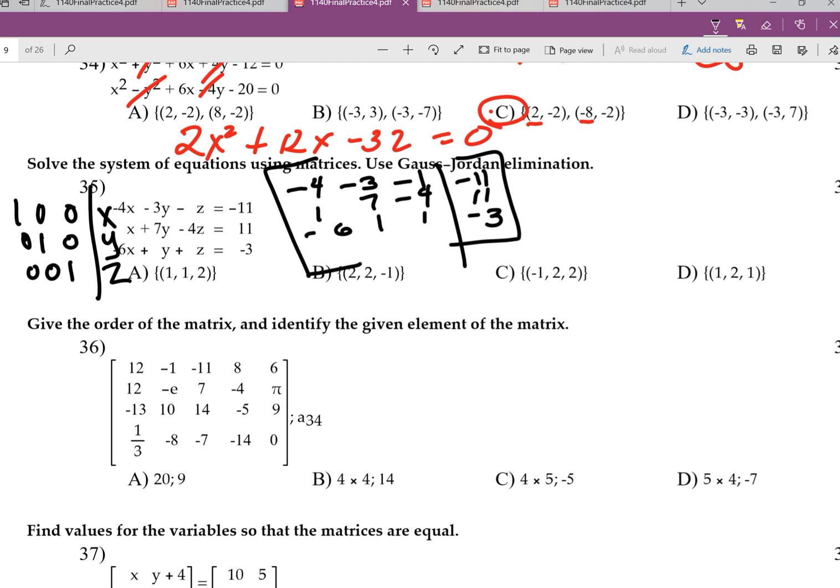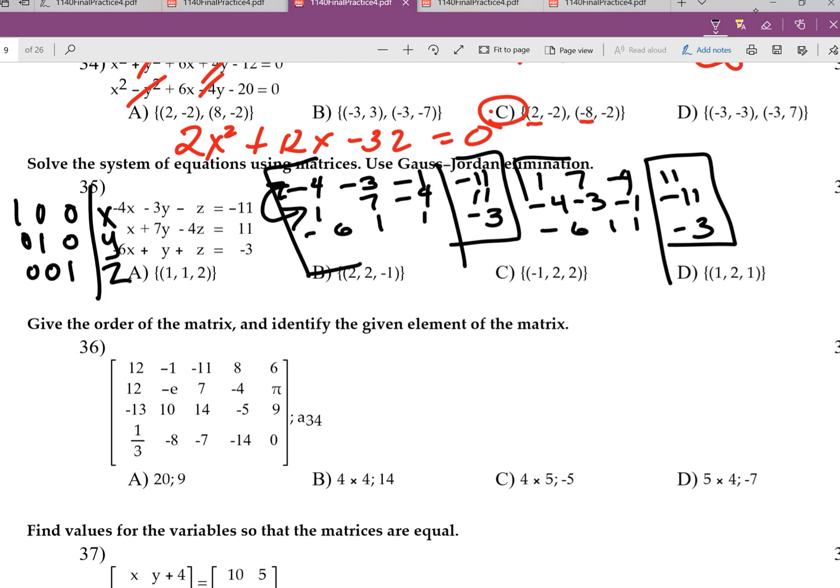So the first thing I'm going to do is swap row 1 and row 2, okay? And so that puts me at 1, 7, negative 4, 11, negative 4, negative 3, negative 1, negative 11, negative 6, 1, 1, negative 3.